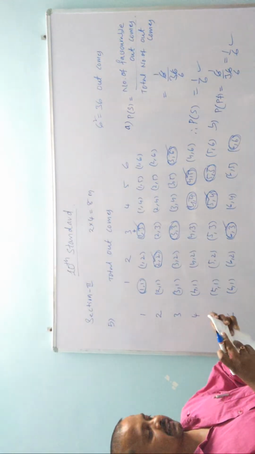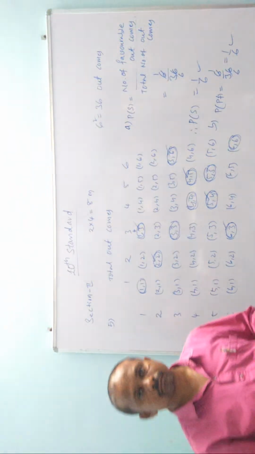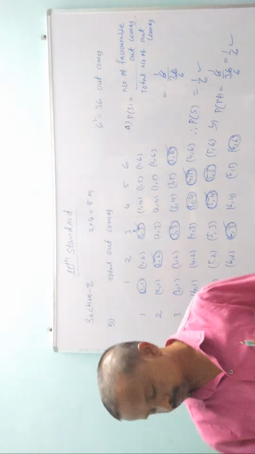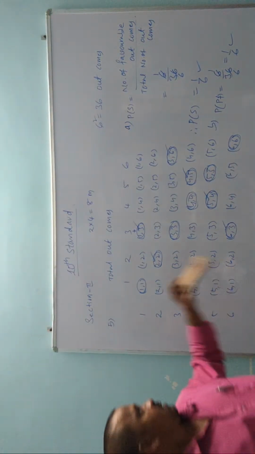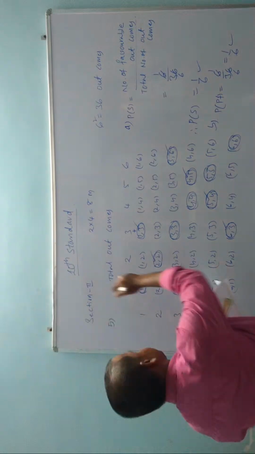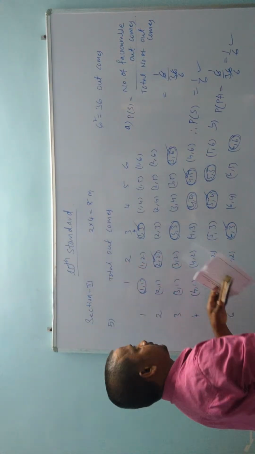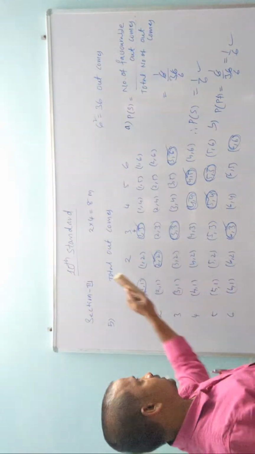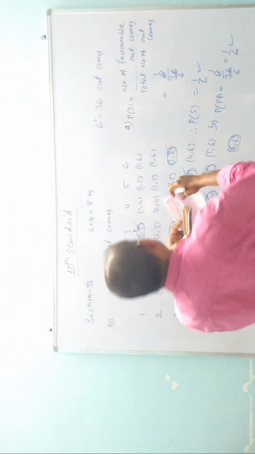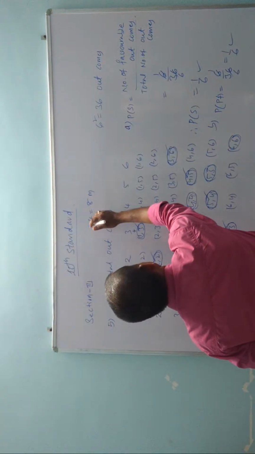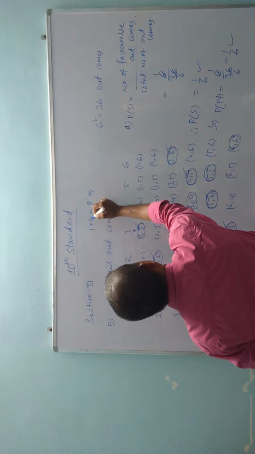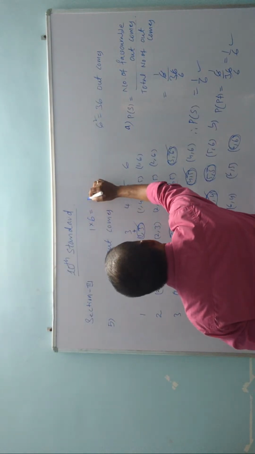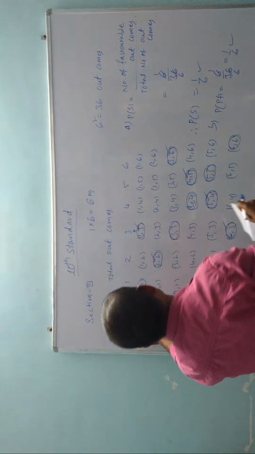Next is section 3. This section 3 is regarding long questions. So we have only one question in total. It is out of a 20 marks paper. The highest we get is 6 marks for each question.